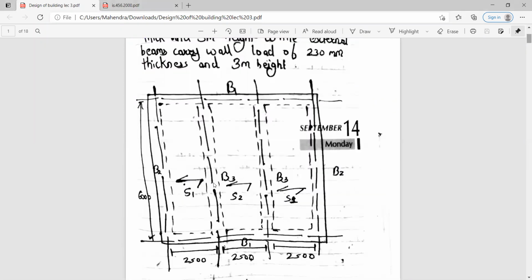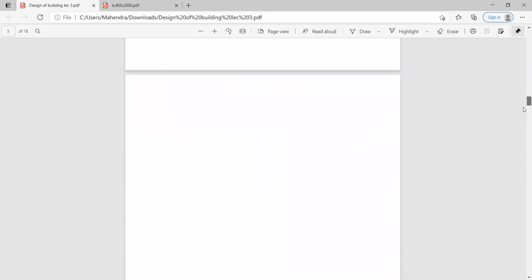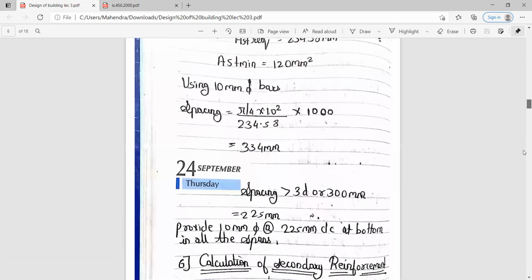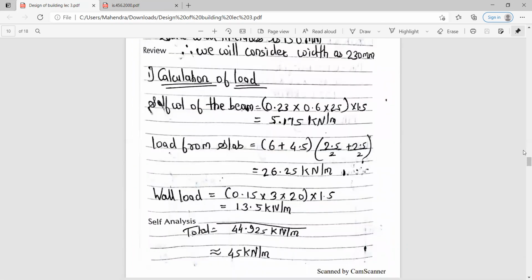See, this is your beam B3. This one is B3 and this one is B3. इसका total span कितना है, 2.5. So this half of the load you have to consider from this total span. So 2.5 by 2 plus this 2.5 by 2, you will get the total load from the slab. Dead load, live load plus span by 2 plus span by 2. That will be the total load from the slab. So in that way, you are going to get it as 26.25 kilonewton per meter.